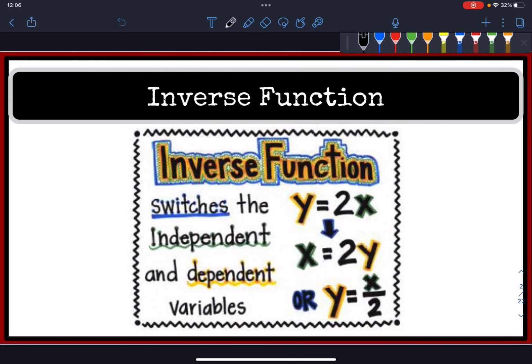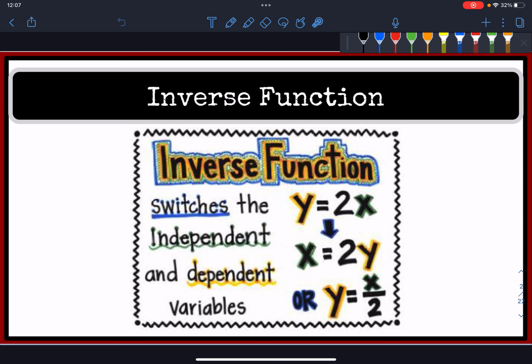An inverse function simply switches the independent and dependent variable. So an inverse function is going to switch the x with the y's, and as a result gives me a function that does the opposite operation of the initial function. For example, here we have a function that multiplies our input value by 2. By switching the x and the y and solving the equation for y, I now have a function that divides our input value by 2. So one function multiplies all our numbers of x by 2, and the other does the opposite and divides all of those numbers by 2. And that's what an inverse function does.